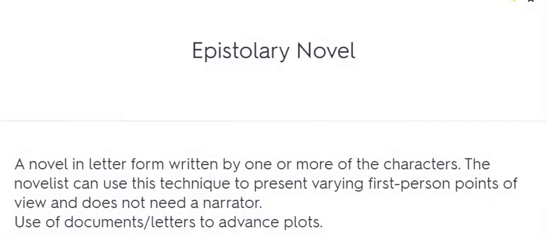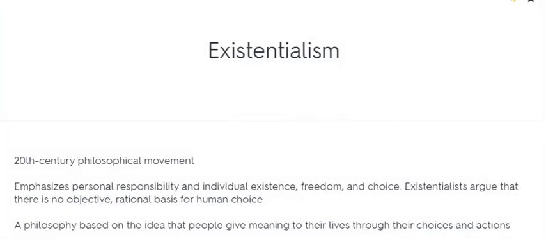Epistolary novel. A novel in letter form written by one or more of the characters. The novelist can use this technique to present varying first-person points of view and does not need a narrator. Use of documents, letters to advance plots. Existentialism.